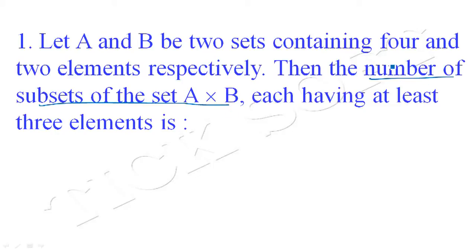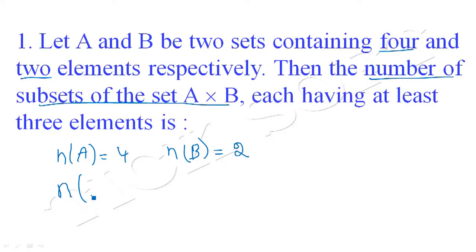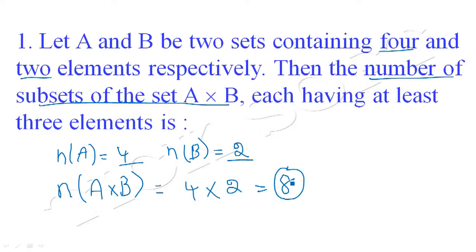So first, it is given that the number of elements in the set A is 4 and the number of elements in the set B is 2. So that is n(A) equal to 4 and n(B) equal to 2. And now by using this we have to find the required answer. So what will be the number of elements in the set A cross B? It will be 4 into 2, which is 8. So now we have the number of elements in this set A cross B as 8.